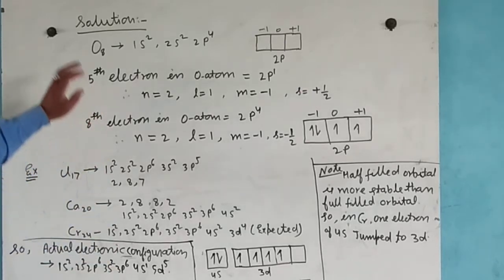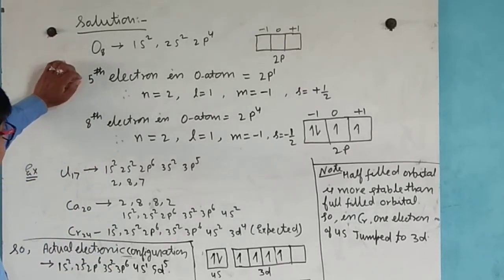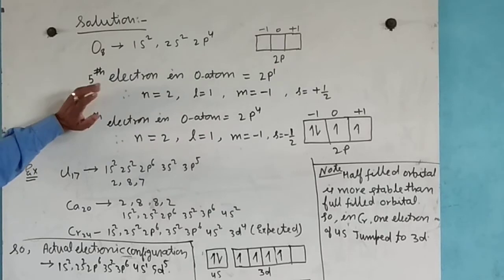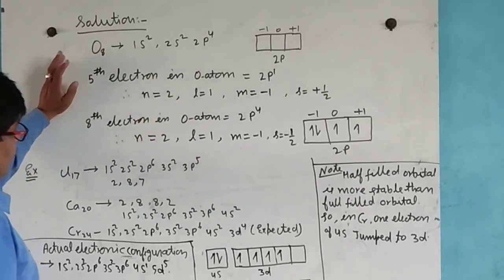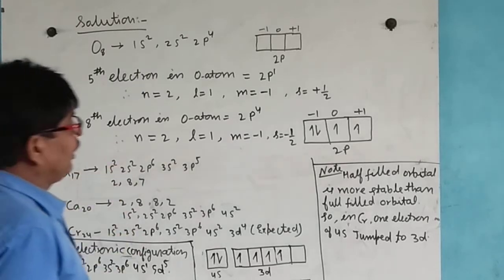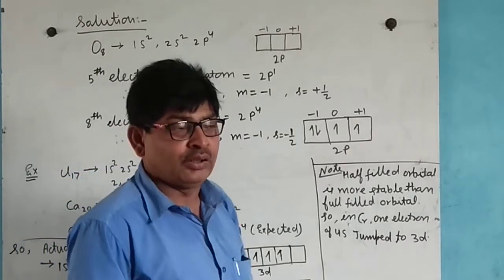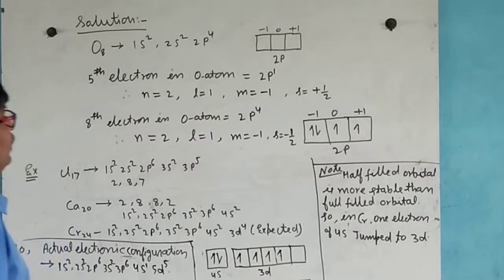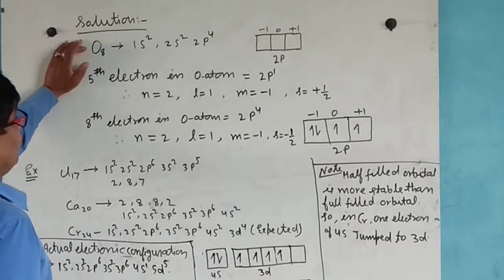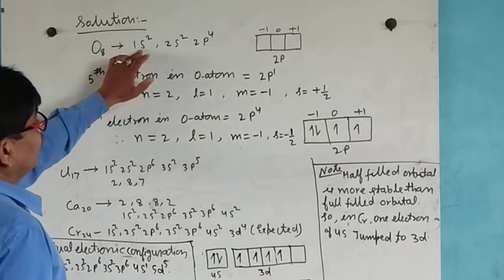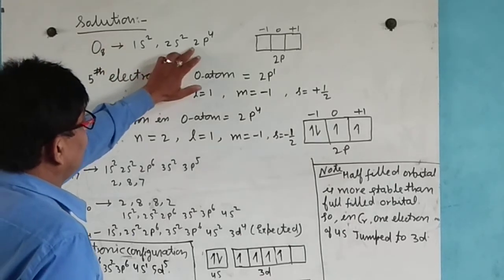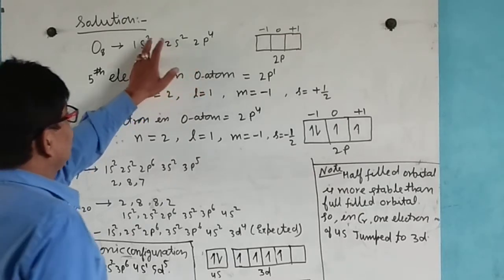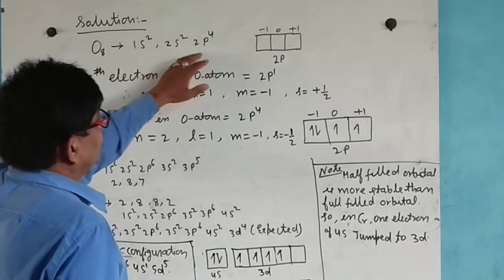Now we are asked: for the 5th electron and the 8th electron of the oxygen atom, calculate all 4 quantum numbers. Oxygen has 8 electrons, and the configuration is 1s2, 2s2 and 2p4.